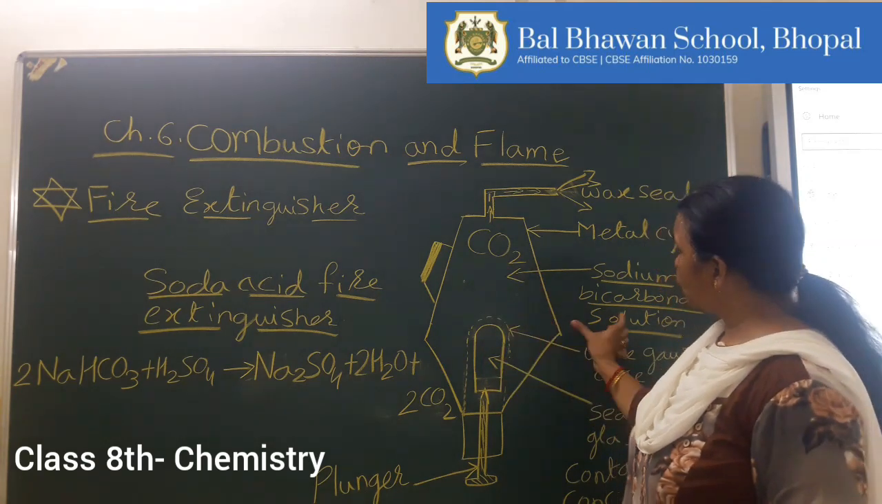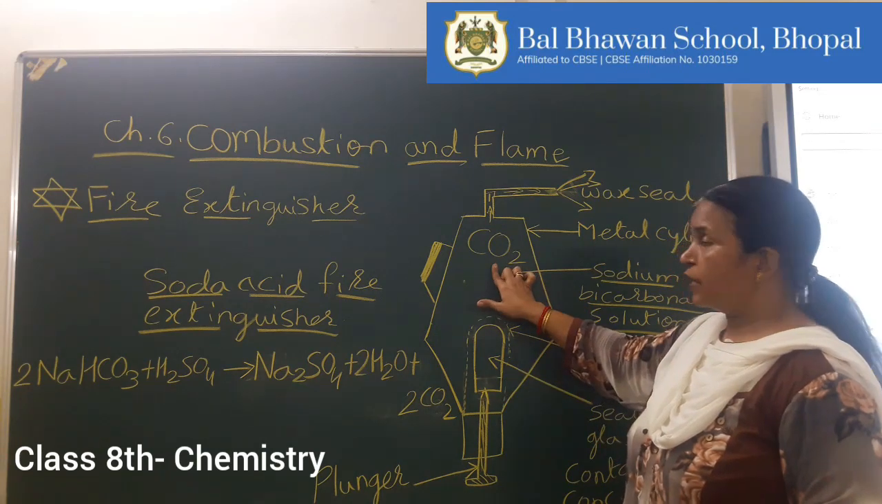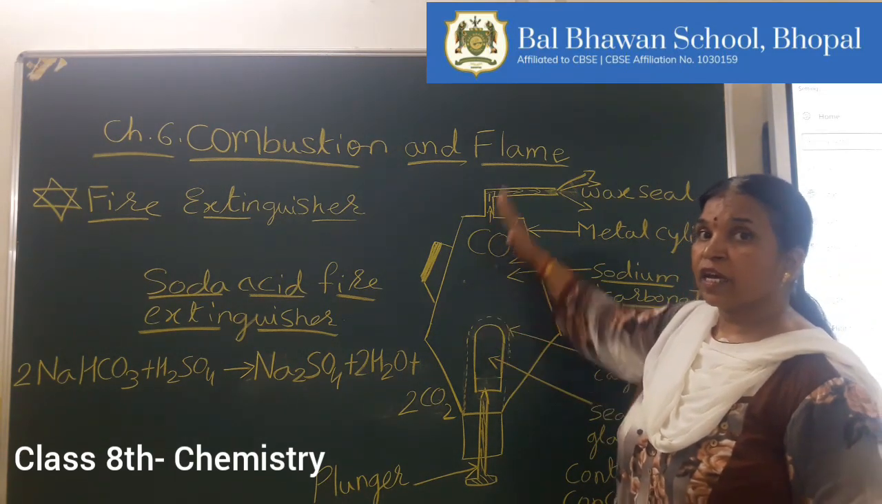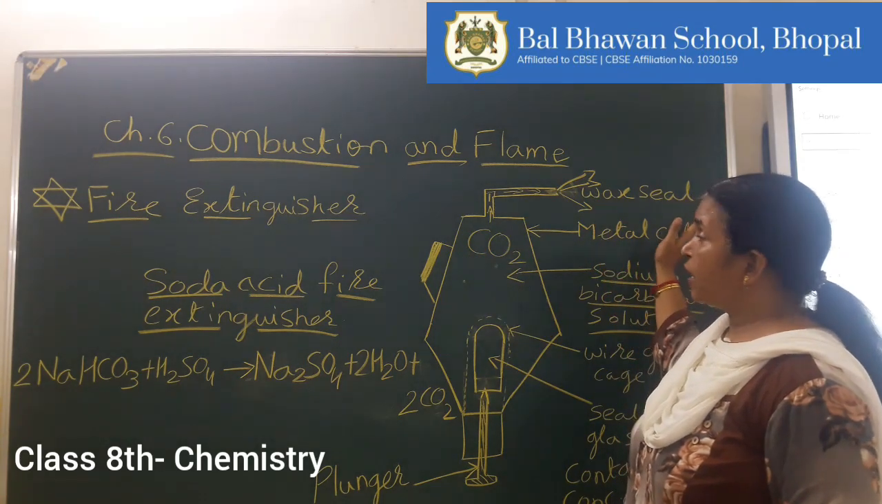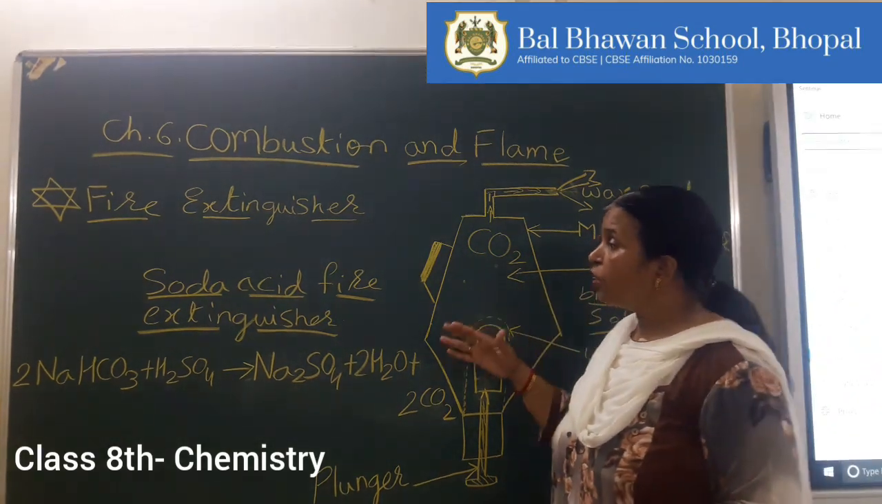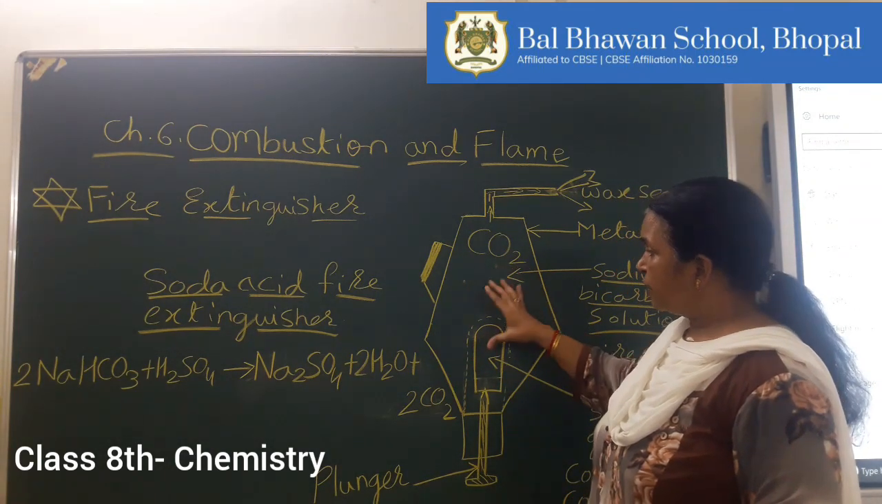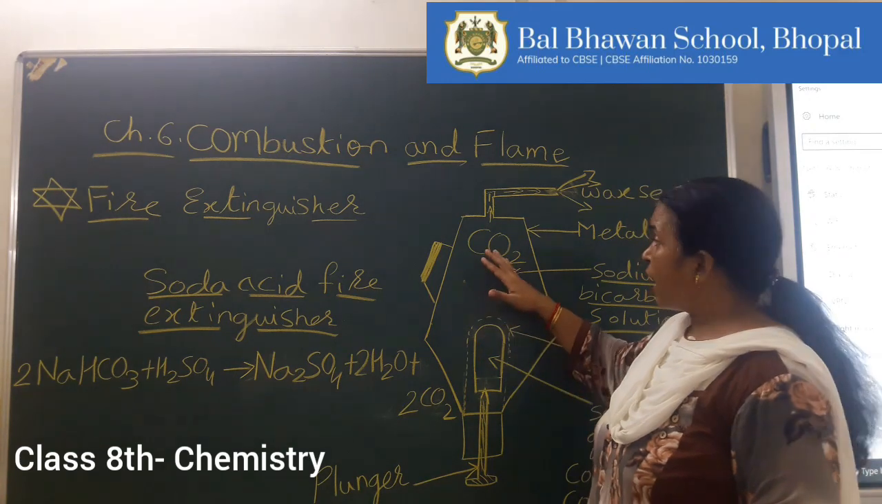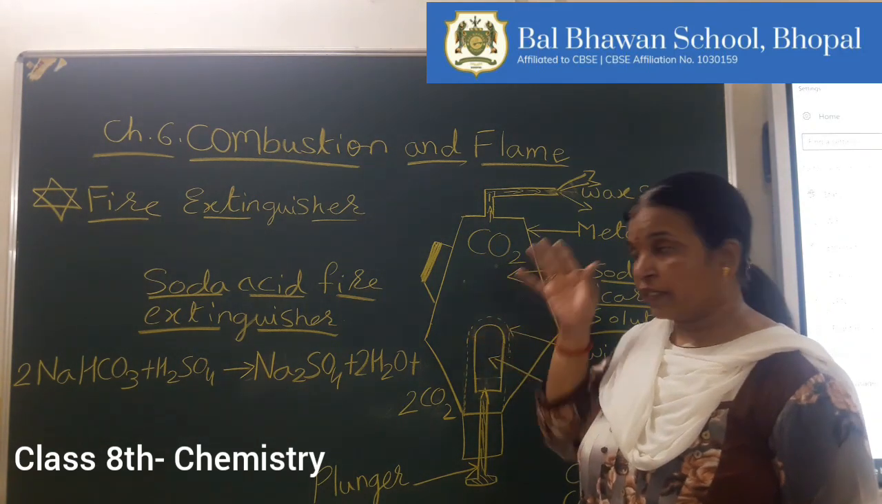When these two react with each other, they produce carbon dioxide gas, and this carbon dioxide gas will be released through this cylinder and it will control the fire. Now, what is the chemical reaction which is taking place in this cylinder and how this carbon dioxide is produced, that we need to understand.